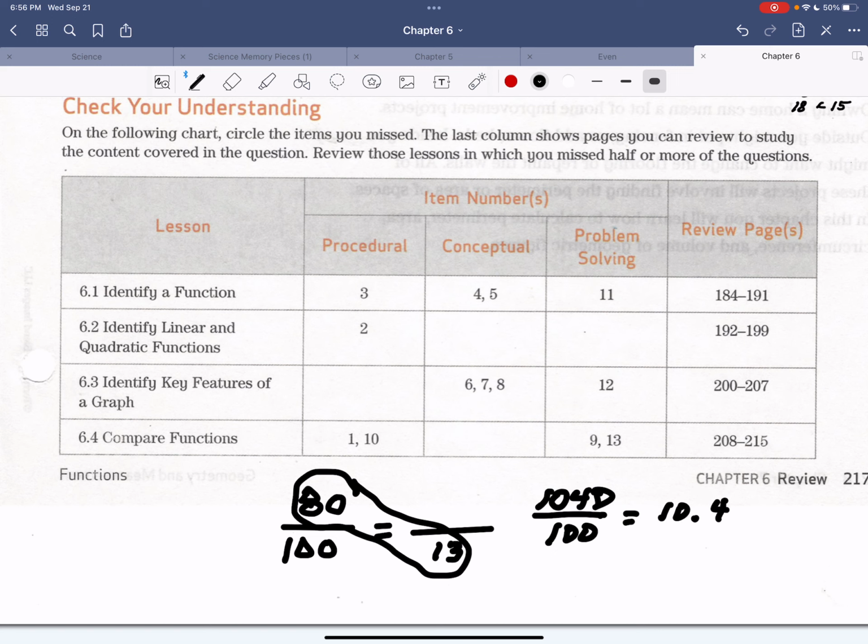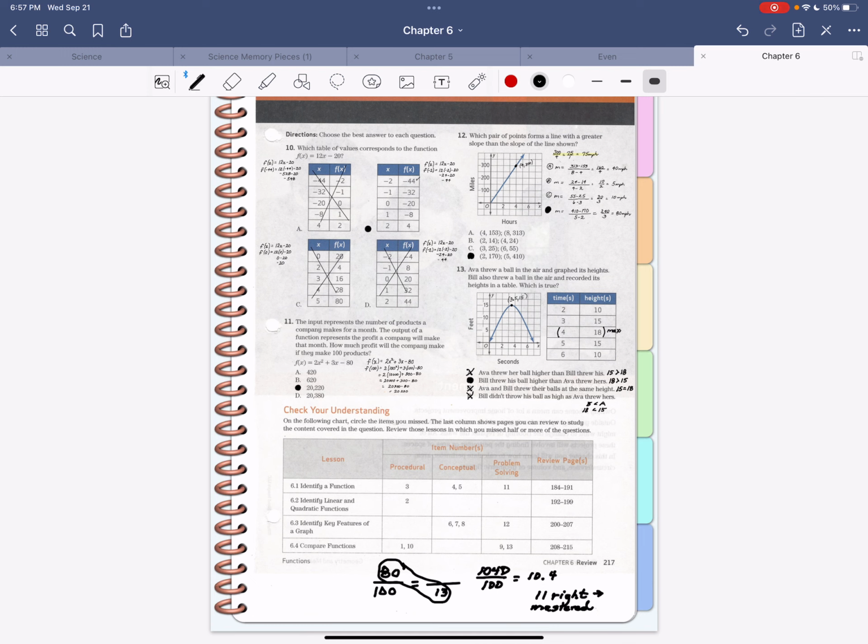So if you got 11 questions right out of 13, you can say that you've mastered this lesson. If you got less than 11 right, I would definitely go back and review. This doesn't mean you did poorly. Just means that I would go back and review the questions that you missed. But you can go back to the lessons in Schoology and they will show you the page numbers that you can look at. These are the textbook pages.